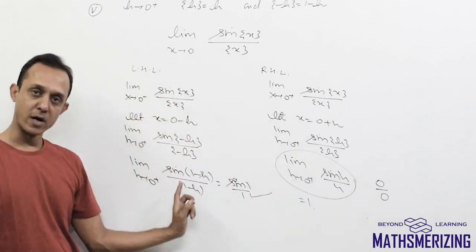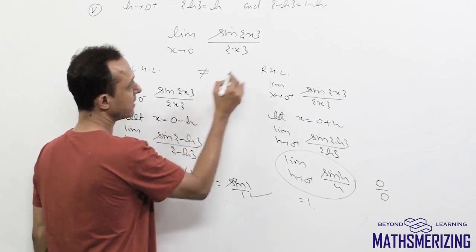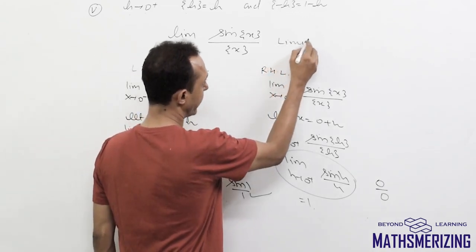The left hand limit is sine 1 and the right hand limit is 1. So the left hand limit is not equal to the right hand limit. Therefore, the limit does not exist.